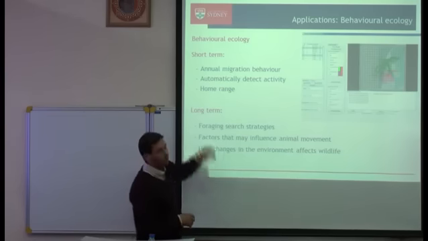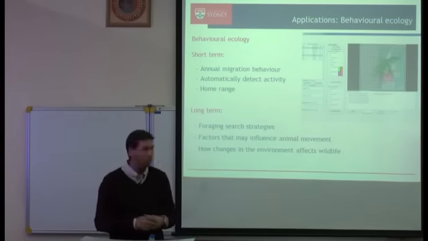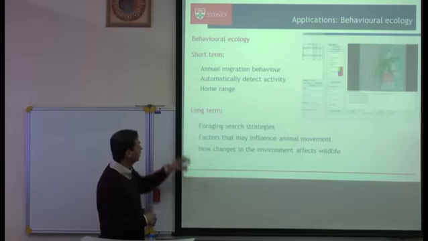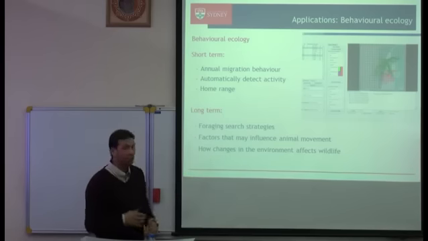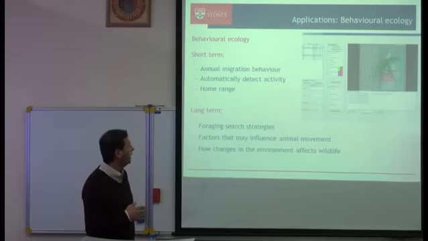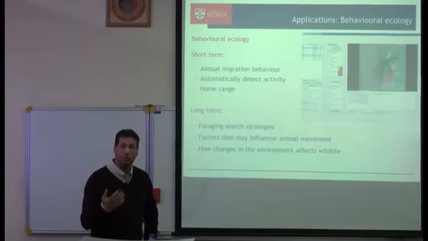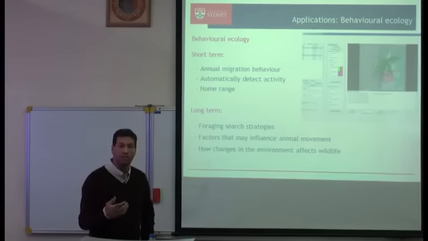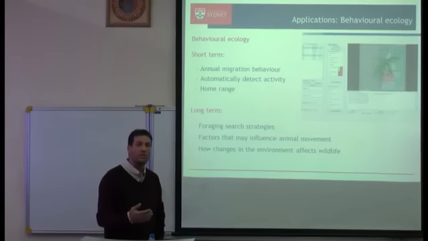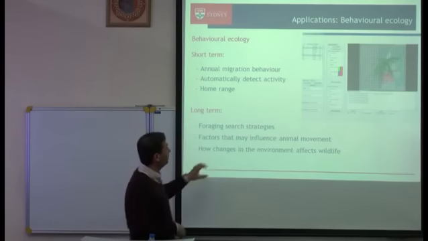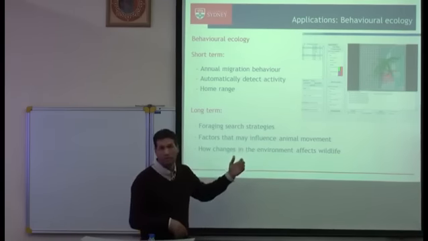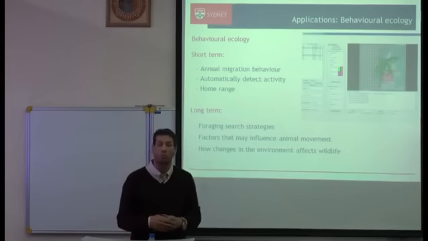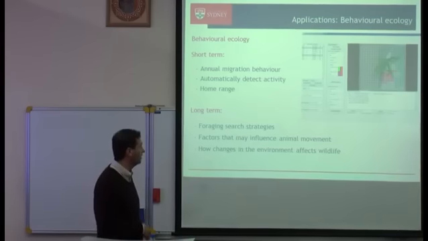And also, like, what is the home range? What are the areas they usually move in? The long-term goal for ecologists is that you want to detect the foraging search strategies. So when does an animal spend energy to get energy? Right? And hopefully we can use the analysis of trajectories to answer, or at least support, that kind of analysis.